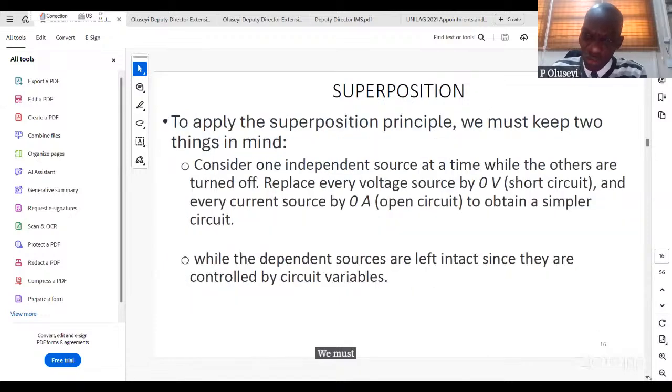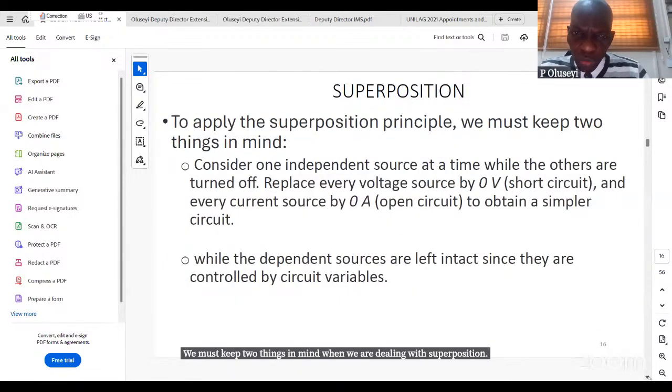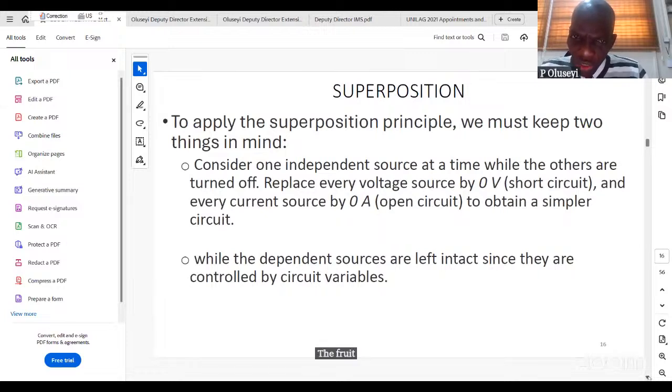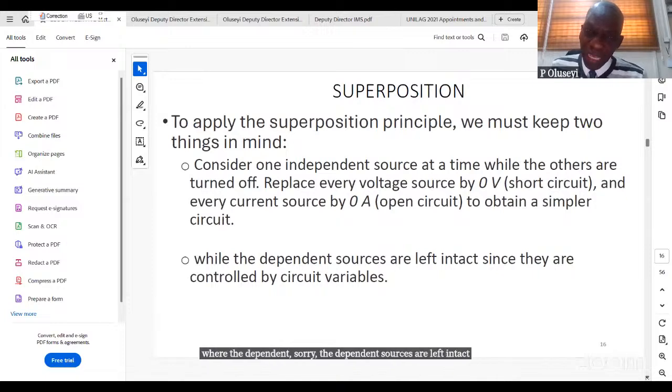We must keep 2 things in mind when we are dealing with superposition. Number 1, we must consider one independent source at a time, while the others are turned off. Take note of that. In other words, replace every voltage source by 0 voltage, which is a short circuit, and every current source by 0 current, which is an open circuit, to obtain a simpler circuit. The dependent sources are left intact because they depend on the circuit variables.